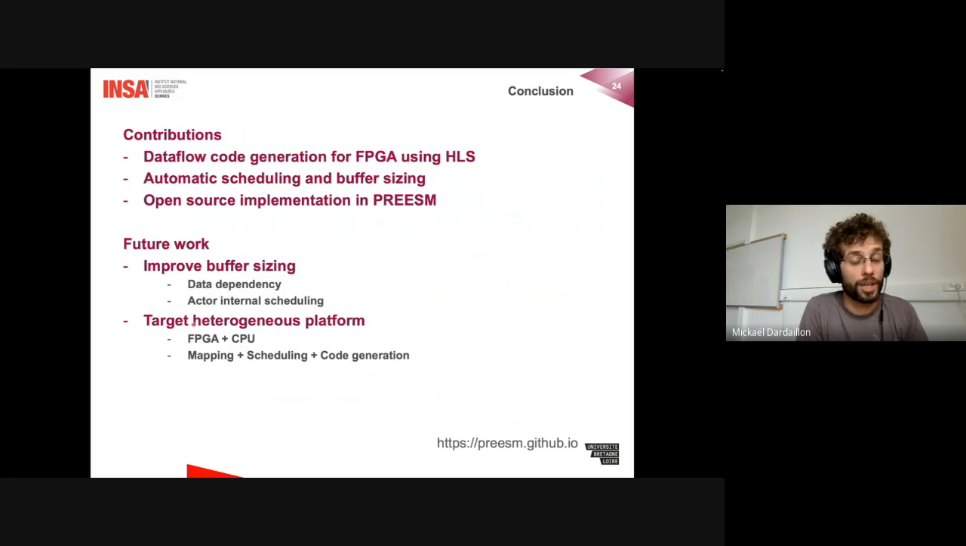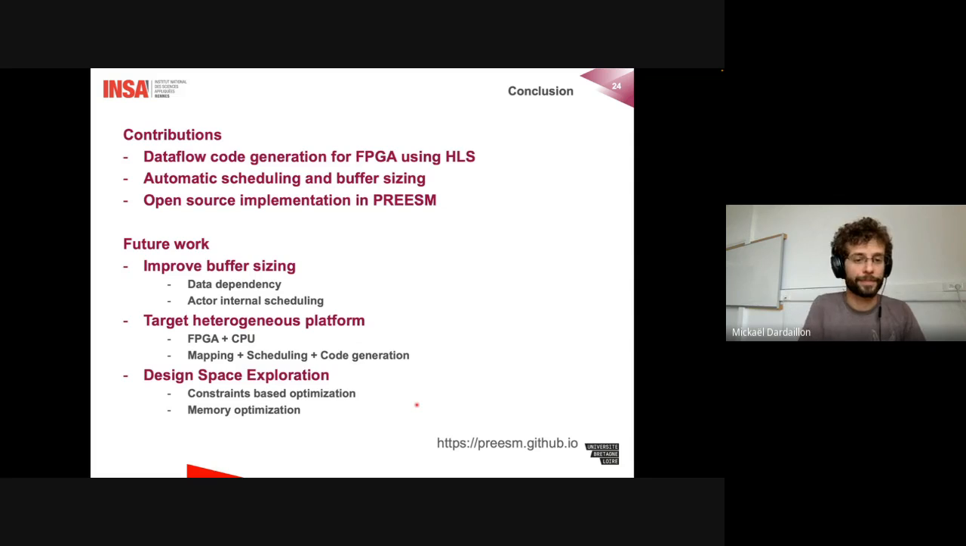And we're targeting right now only the FPGA with the host code, which is just enabling us to run the code on the FPGA. But targeting a heterogeneous platform with FPGA plus CPU would be a real challenge, because we have to address mapping and scheduling and code generation in a heterogeneous way, where the scheduling that I presented, we've seen that what is efficient is very different when we are scheduling for FPGA compared to CPU. And mixing the two would be very interesting.